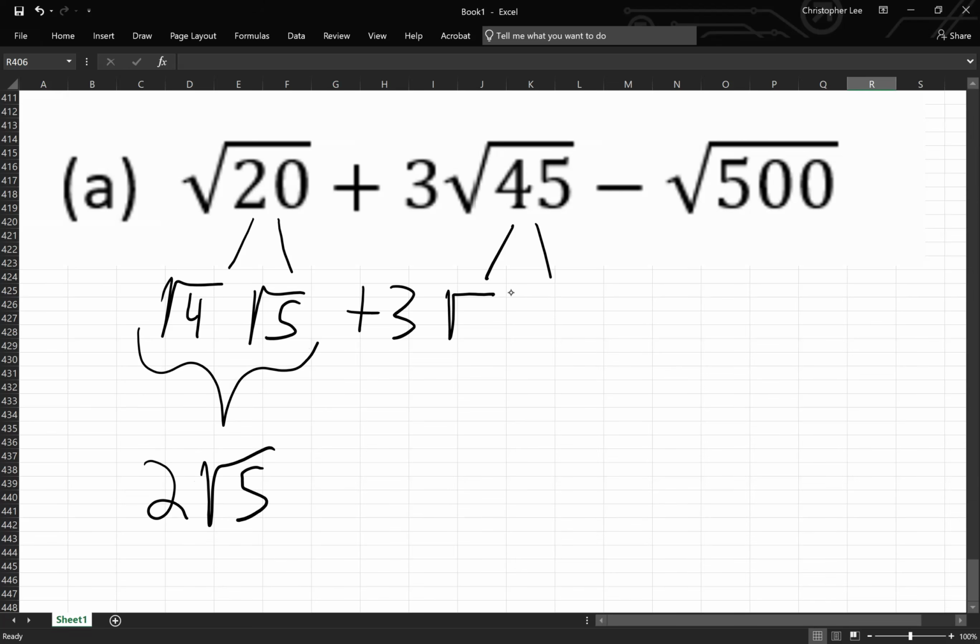Not 15 and 3. I need a perfect square. 5 and 9, right? So square root 9, square root 5. Right?